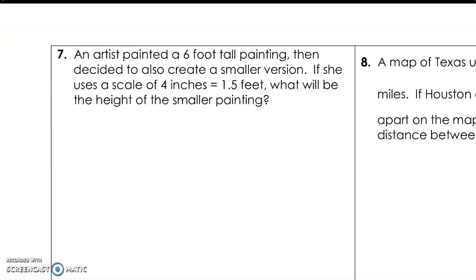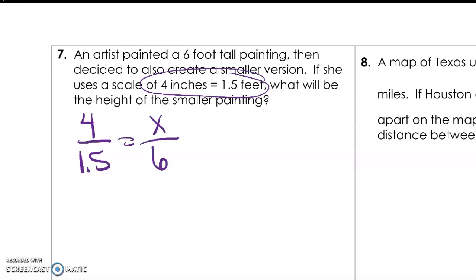Number 7, we have a 6-foot tall painting, but then they're going to create a smaller version. So the scale is 4 inches to 1.5 feet. So again, I don't deal with the 6 right away. I go right from 4 to 1.5. Find your scale first and use that. So the painting is the real one and she's shrinking it down. So 6 would go on the bottom and X would go on the top.